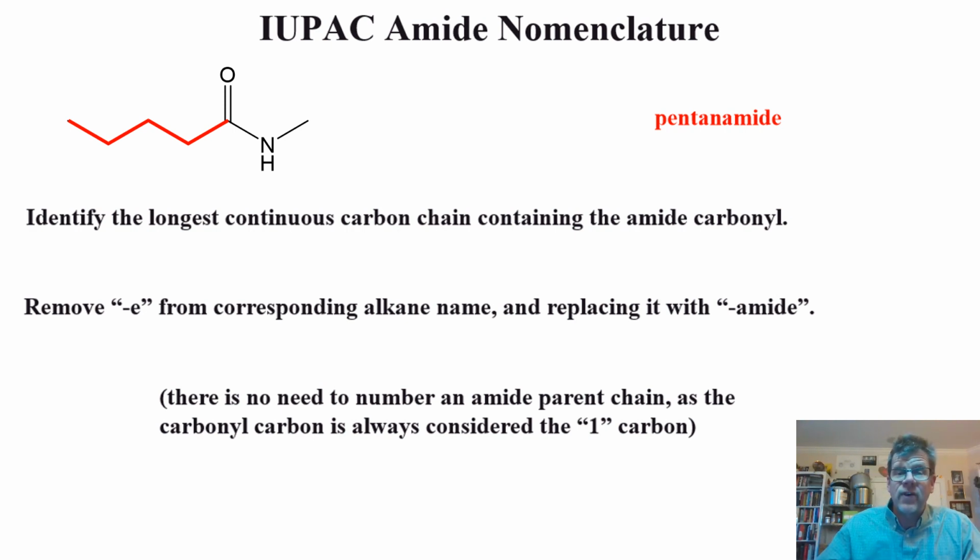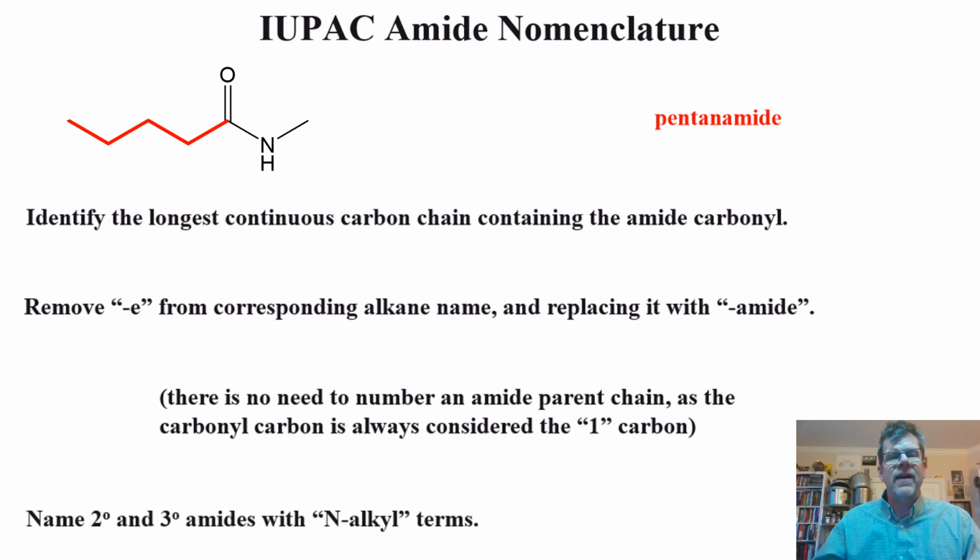The other thing, just like amines, is that we can have the potential for N substitution. N substitution, remember that. So we have another carbon on here that is not accounted for, and we have to deal with these N-alkyl terms. This is a secondary amide, and we look at that carbon and recognize it as a methyl group, a 1-carbon methyl group. So we're going to finish this off with N-methylpentanamide. N-methylpentanamide.